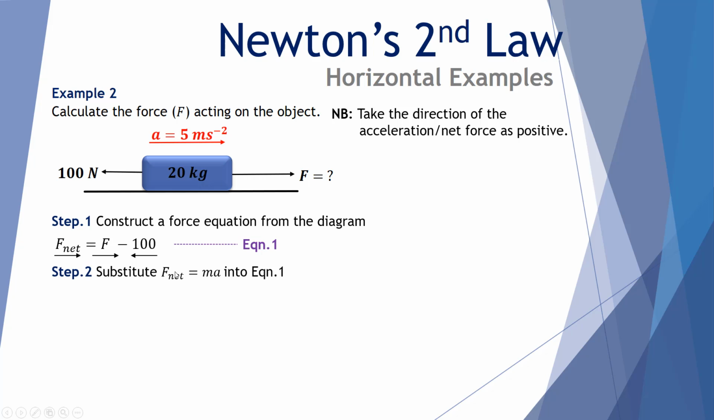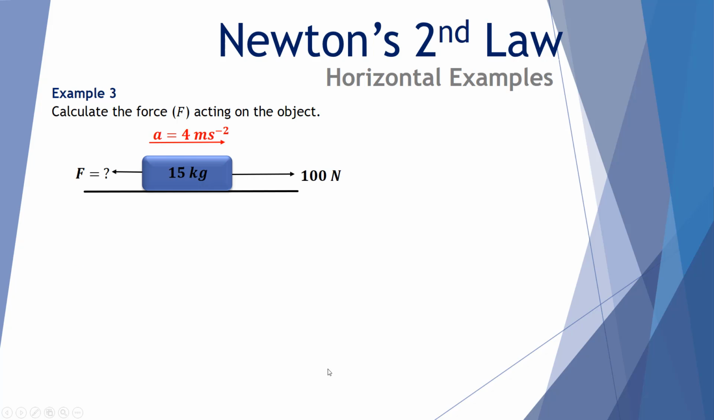We now substitute in, instead of F net, the equation from Newton's second law, F net equals ma. So I now have ma equals F, take 100. Substitute our values, the mass is 20 and the acceleration is 5. So that simplifies to 100 equals F, take 100. Accordingly, F, the unknown force to the right, will be 200 newtons. Example number 3 has a 15 kilogram mass.